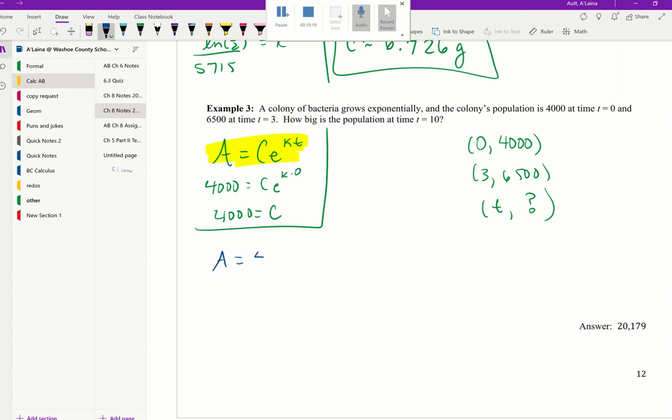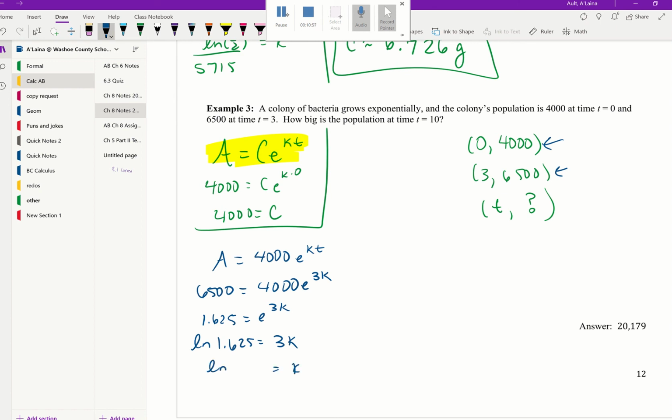So a is equal to 4,000 times e to the power of kt. If I then move to the next ordered pair, 6,500 is the output when the time is 3. I can use this to solve for k. So if I divide 6,500 by 4,000, I get 1.625, and that's what e to the power of 3k is equal to. If I take the natural log of both sides, I get that the natural log of 1.625 is equal to 3k. So k is the natural log of 1.625 divided by 3.